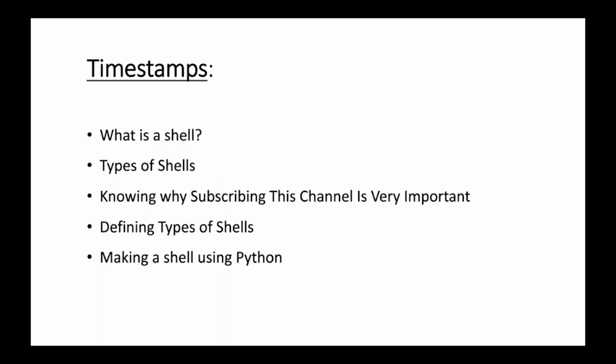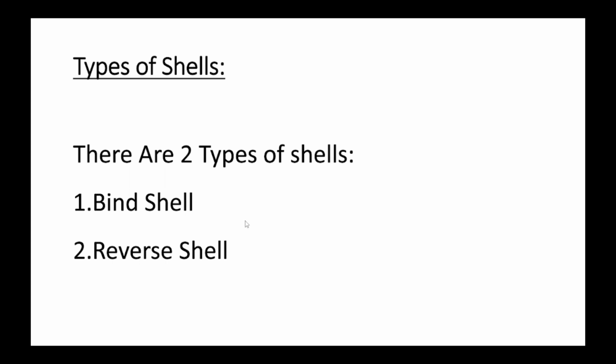You can say that a shell is a tunnel through which your computer can connect with some other computers in the world. So it's a path, and through that path we make connections to other computers. So this is the basic definition of a shell. There are two kinds of shells, a bind shell and a reverse shell. So let's see what these shells are.